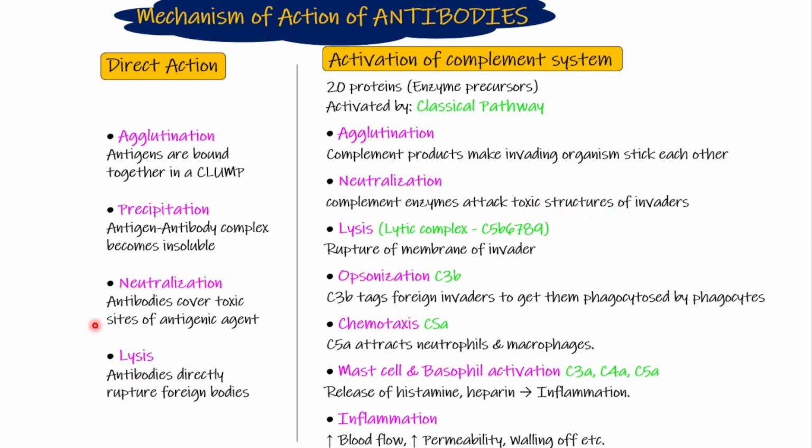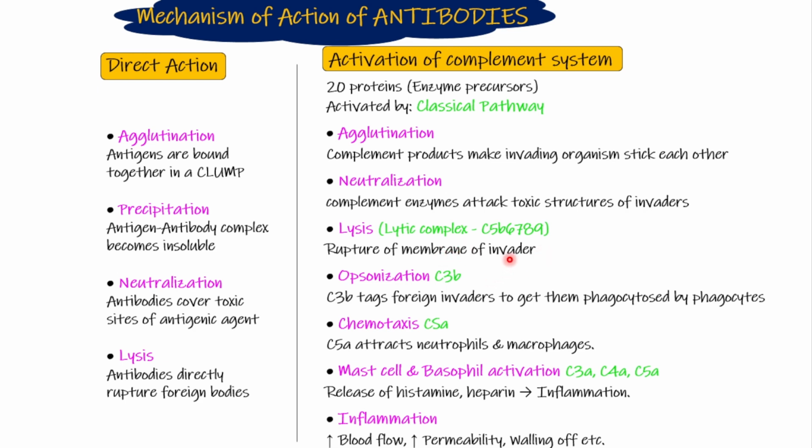Then finally, the lysis was done by the antibodies directly. The lysis is also done by the complement proteins. And which one? We have just discussed. The lysis is done by the lytic complex, the C5b, 6, 7, 8, 9. So this lytic complex will go and cause rupture of the membrane of the foreign invader.